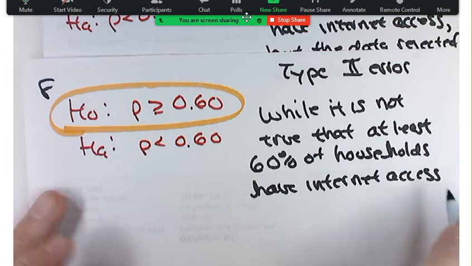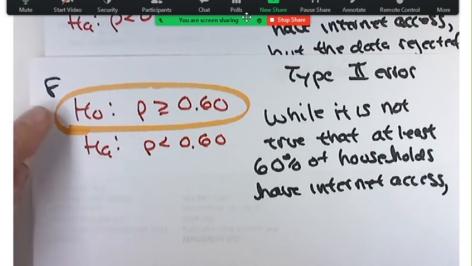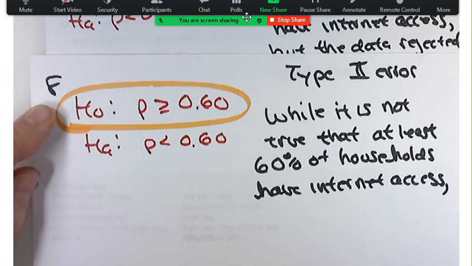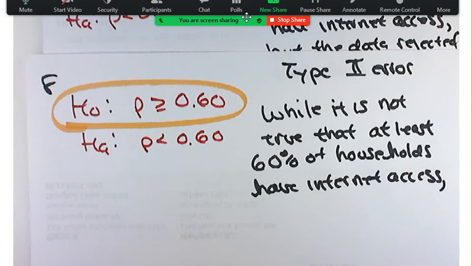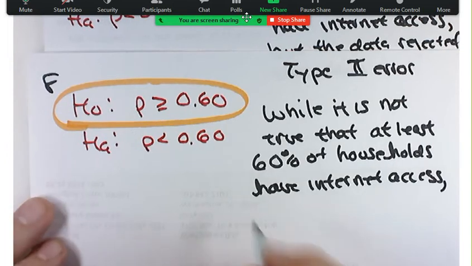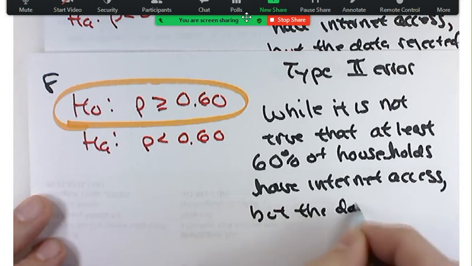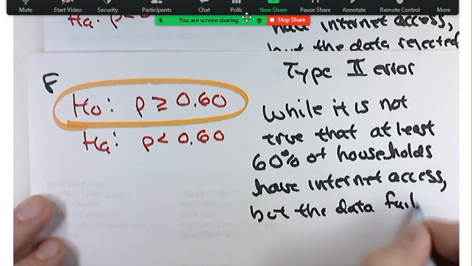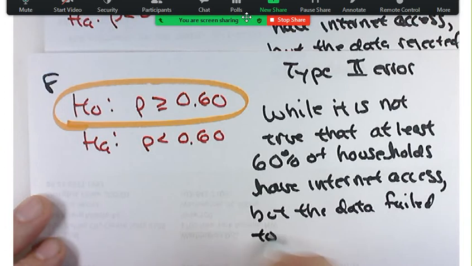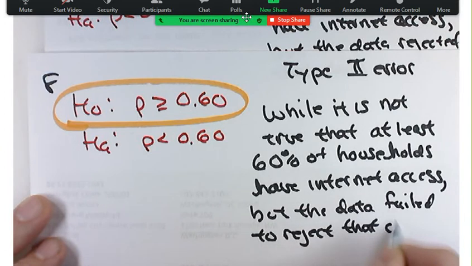Now we're going to compare that to our decision. This is false. But what was our decision? Yeah, we failed to reject. The data do not reject that claim. The data failed to reject that claim.